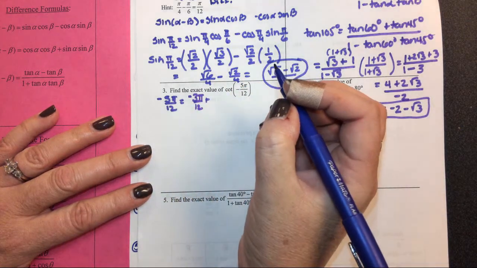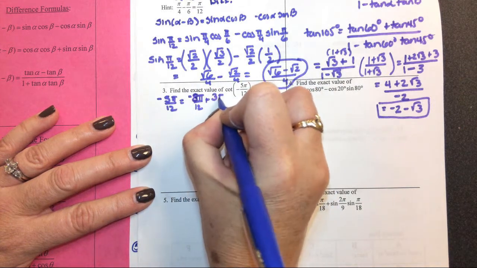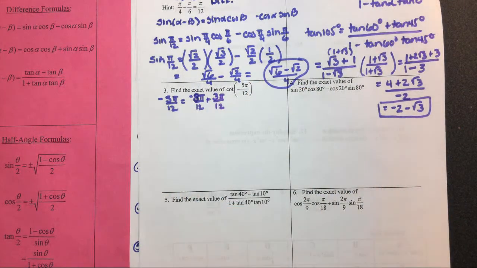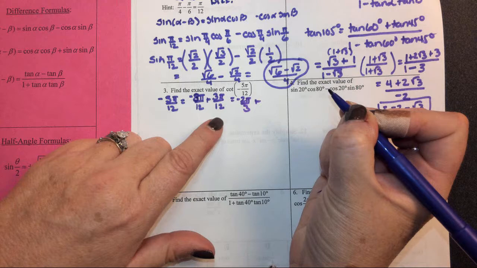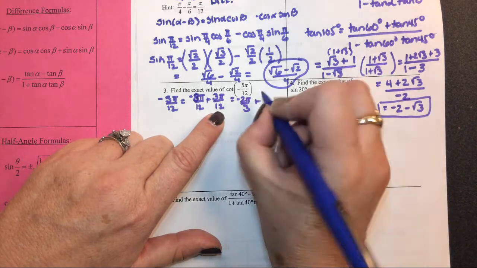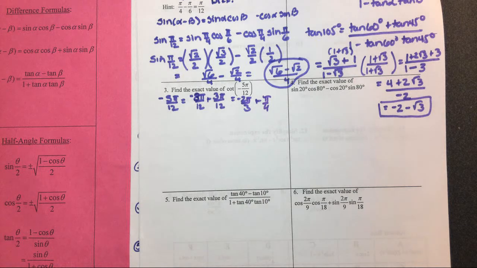Negative 3 pi over 12 plus what? Oh, negative 8 pi over 12 plus. Good. Because what is negative 8 pi over 12 equivalent to? That's negative 2 pi over 3. Plus, and then what is 3 pi over 12 equivalent to? Pi over 4. All right? Could there be other pairs you added or subtracted together?